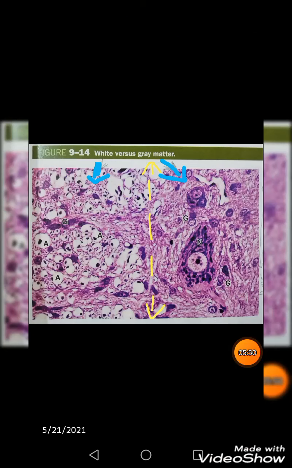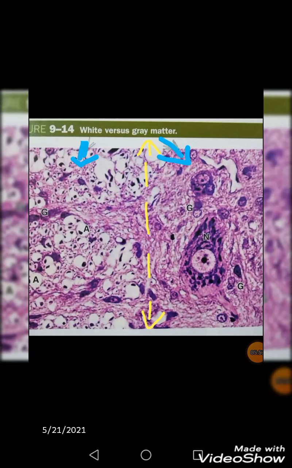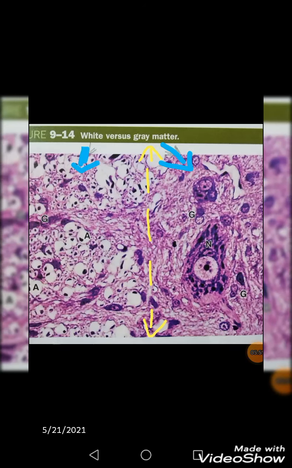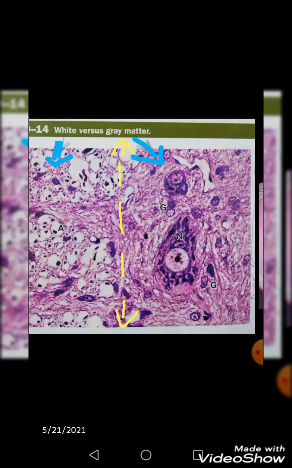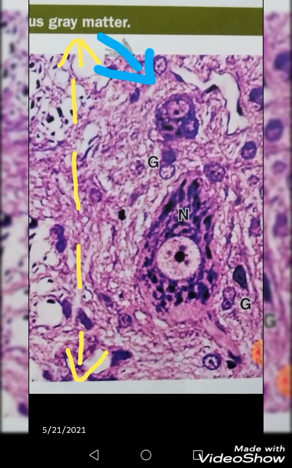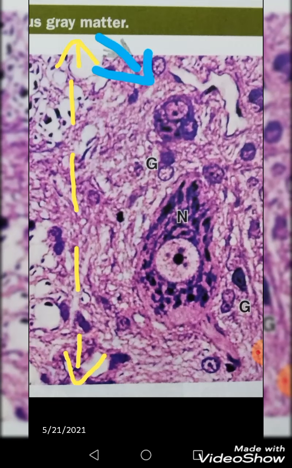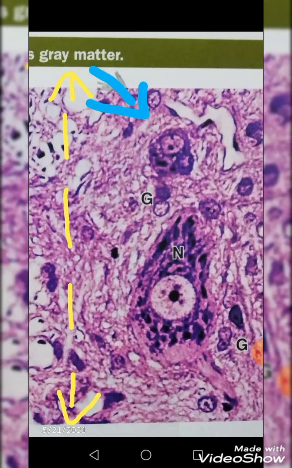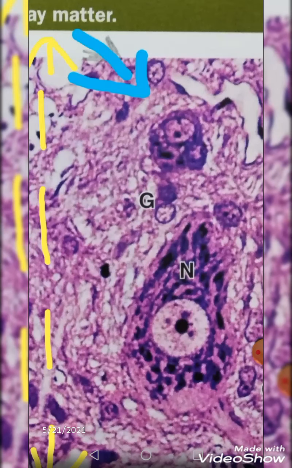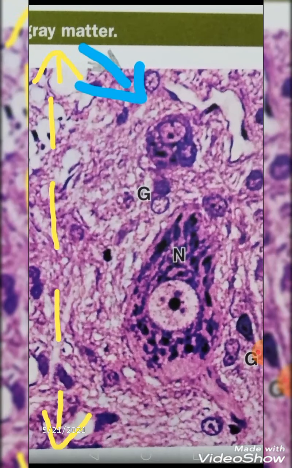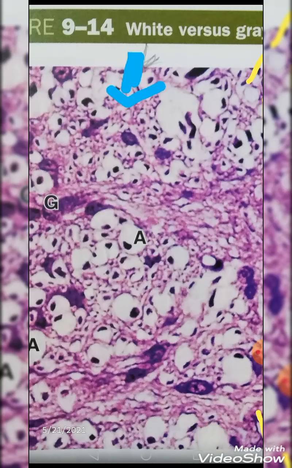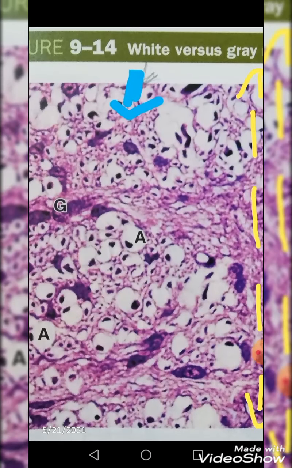right? Now in this histological section on your screen, the left side is showing the white matter, and the right area is showing the gray matter. In the gray matter you observe the neurons or the neuronal cell bodies, and there are glial cells, marked with the letter G, all around. And the white matter shows so many axons all around, right, and the glial cells. But here neurons are not a part of it, right?